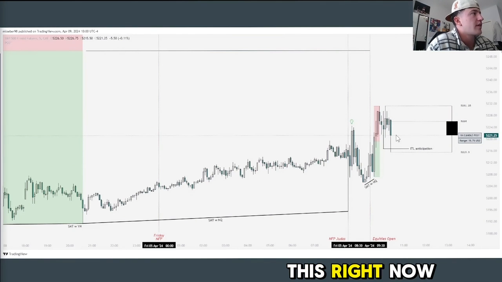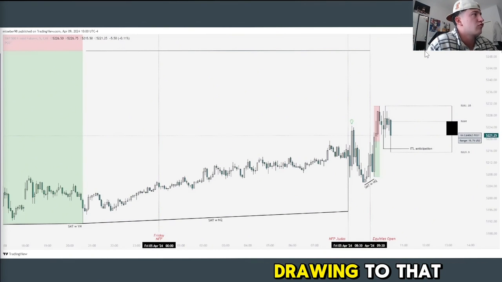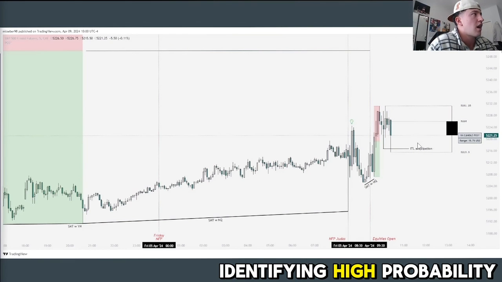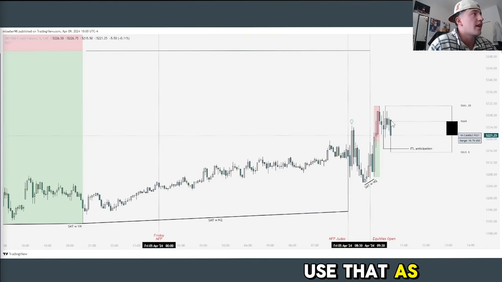I'm looking at this right now as an accumulation, manipulation, distribution, drawing to that equilibrium high. And if you know this, identifying high probability bullish order blocks, this down close candle that sweeps liquidity, and then when the next candle can close above that body high, that's an order block. And it's high probability as well because it swept out buy stops and then we had a closure above the body. So I could use that as a potential entry, and that is exactly what I was looking for.